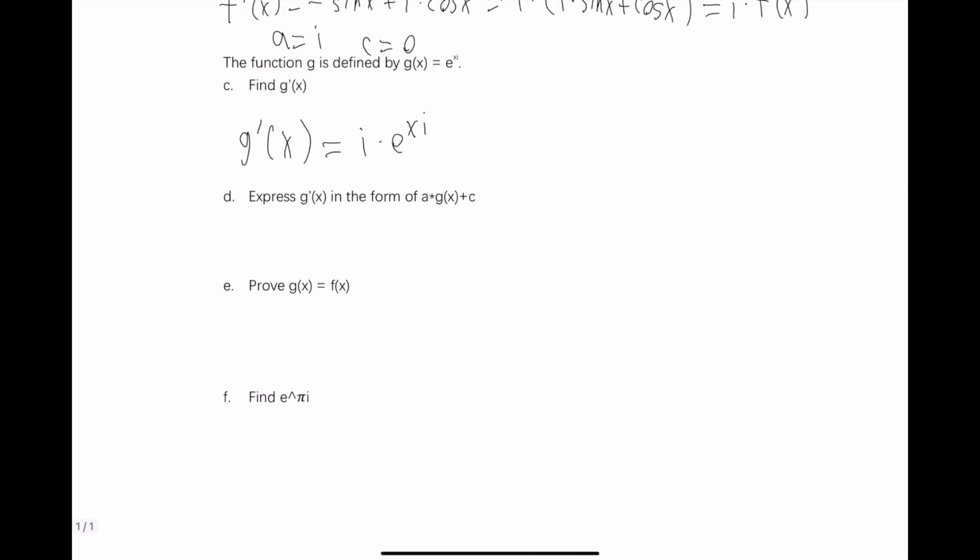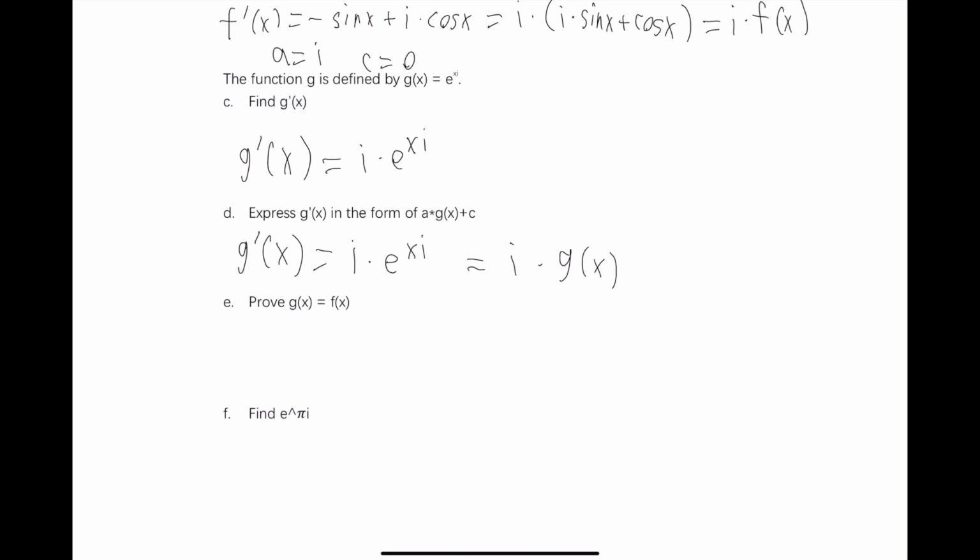So now we need to express the derivative of g(x) in the form of a times g(x) plus c. Here we can see very clearly this part. I'm just copying it down. This last part is the same as g(x) here, so it's just i times g(x).